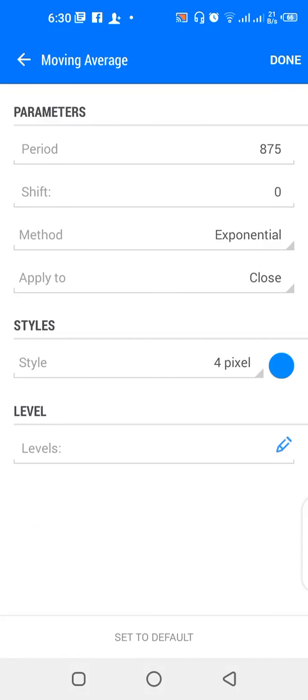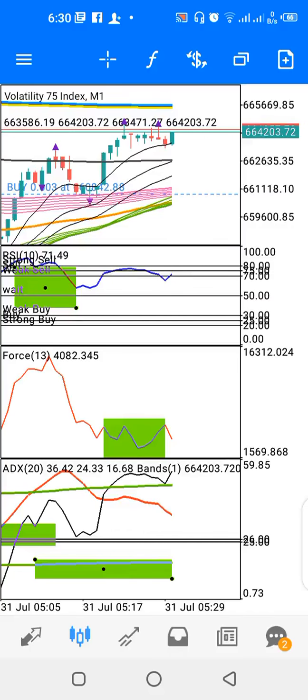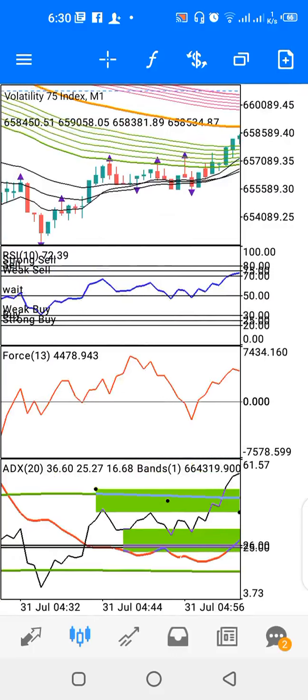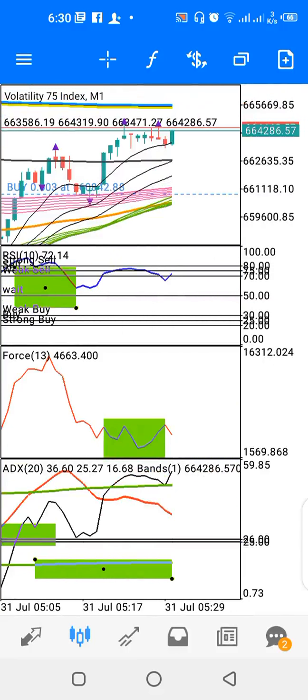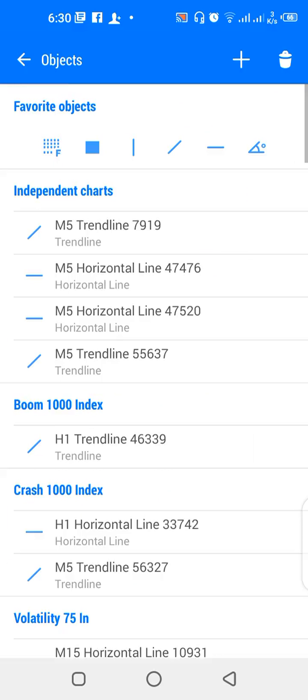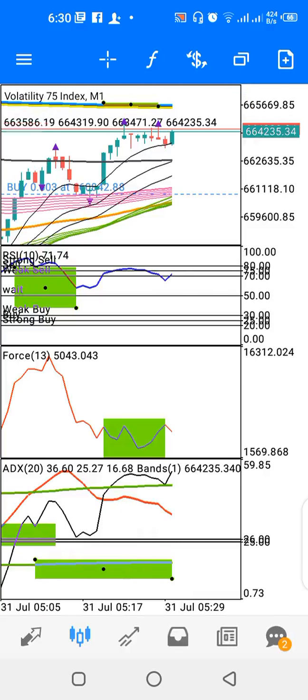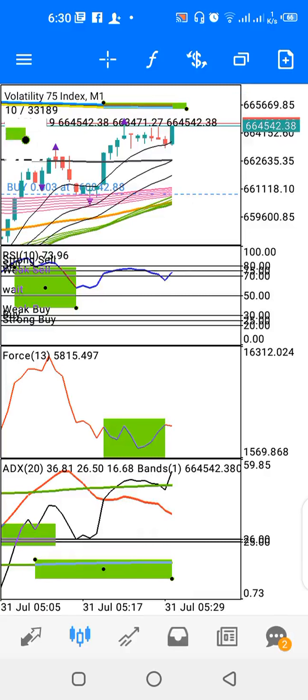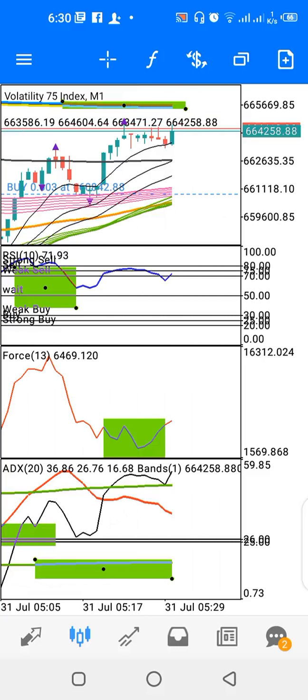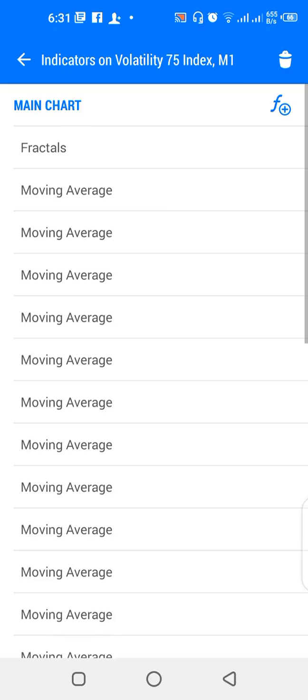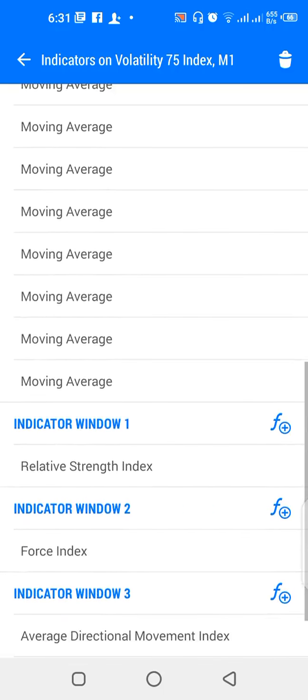These three moving averages: when all other moving averages on the main chart cross above these three, then you can look for a scalp buy. That means the trend has changed to a bullish trend. So those are the most critical moving averages on the main chart.